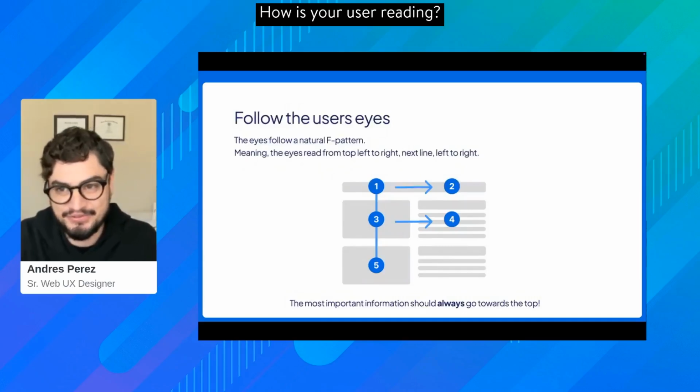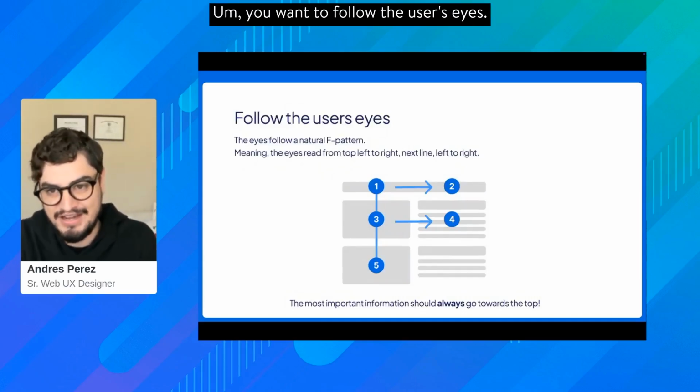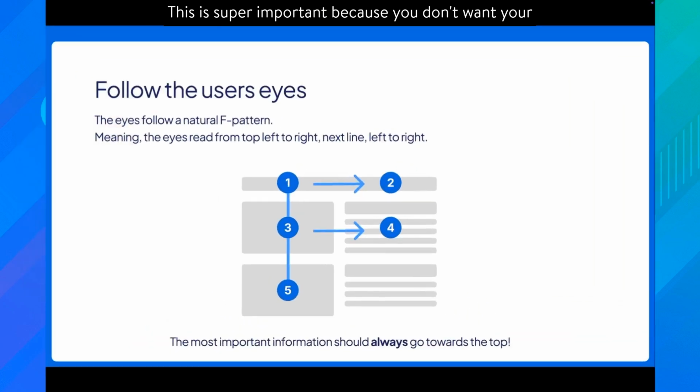How is your user reading? You want to follow the user's eyes. This is super important because you don't want your content to be mixed around and in different places. We always start from top left to top right, next row from left to right. We call this an F pattern. That is just the natural way that your eyes go.